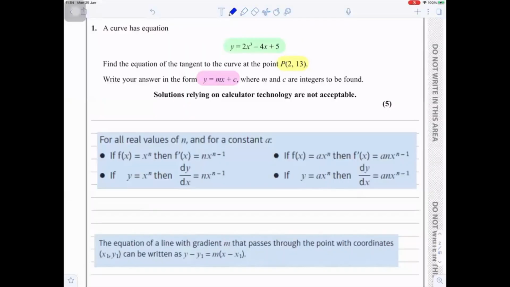A curve has equation y equals 2x cubed minus 4x plus 5. Find the equation of the tangent to the curve at the point P(2, 13). Write your answer in the form y equals mx plus c, where m and c are integers to be found. So we are going to use this formula for differentiation, which I've circled in blue, and we're going to use this equation for a straight line, which I've circled in blue.